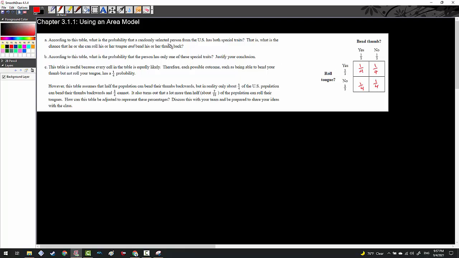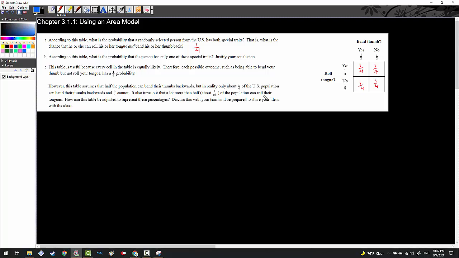When we get to this question, what is the probability that someone can do both, bend their thumb and roll their tongue, I'm going to look for the intersection of these events happening. This red vertical line would be all people who can bend their thumbs, and this horizontal line here would be all people who can roll their tongues. Where those intersect each other is going to be 1/4. So the probability that you would find someone that can do both, roll their tongue and bend their thumb, is going to be 1/4, or 25%.